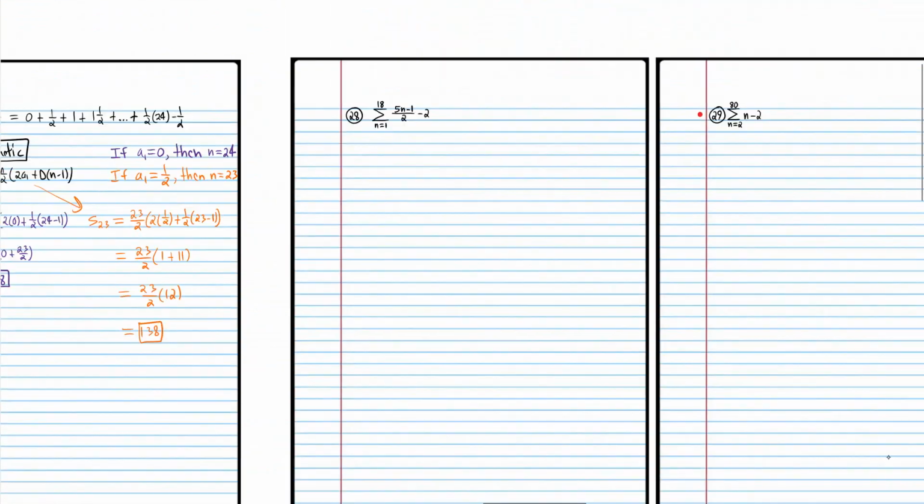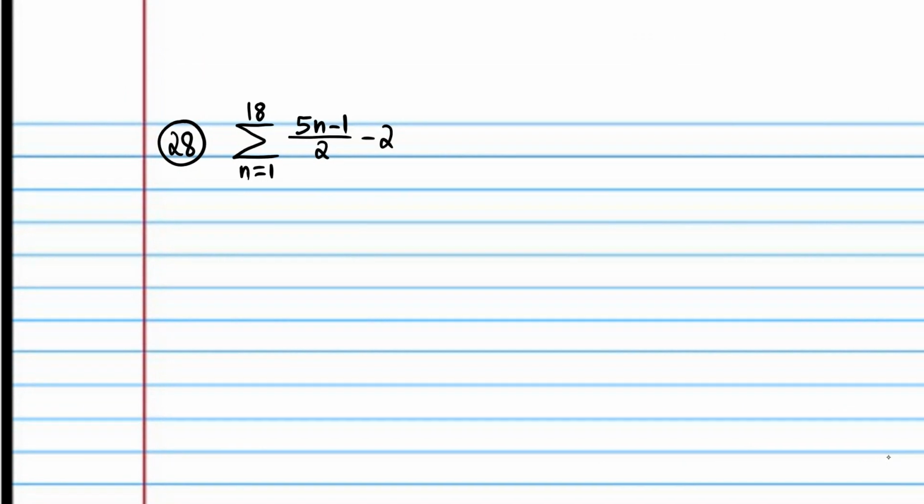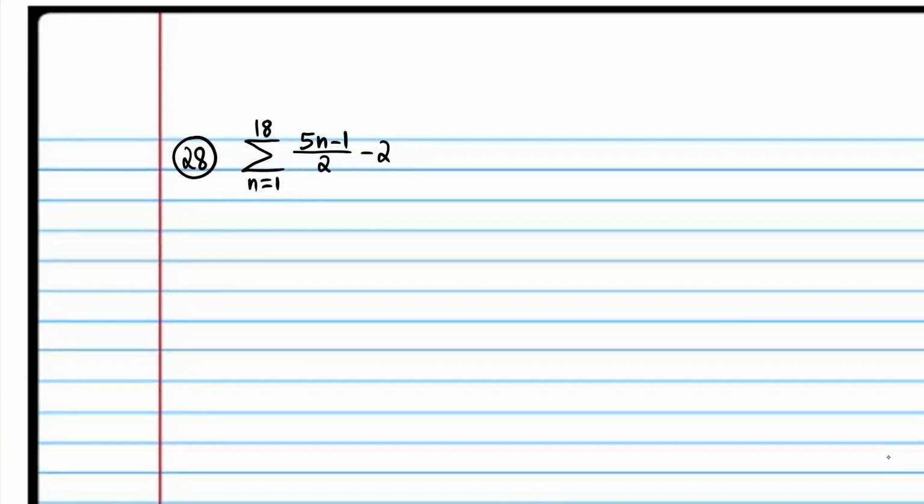Try number 28. Remember, I'm considering 0 to be the first term. So that means there's going to be 18 terms total. N is equal to 18. So try number 28. When you come back, we'll do it together.